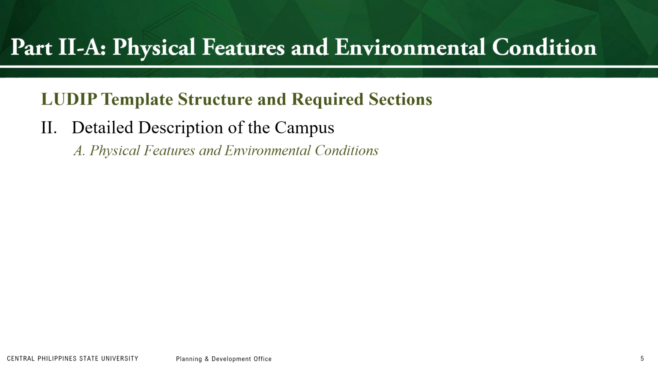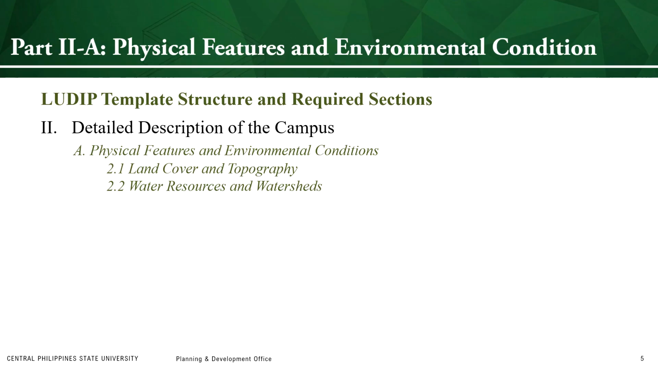Group A, Physical Features and Environmental Condition, contains 4 sections. Section 2.1, Land Cover and Topography. This section presents the physical attributes of your campus land, its land cover types, elevation features, and protected area status, if applicable. It also includes the location and profile of relevant watersheds and subwatersheds, and a groundwater map sourced from the NWRB or DNR.